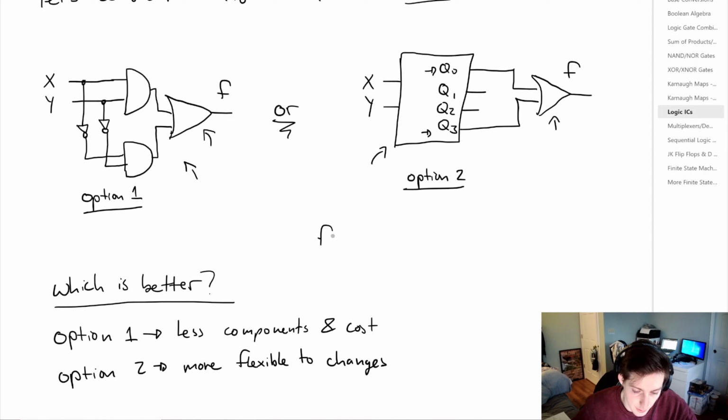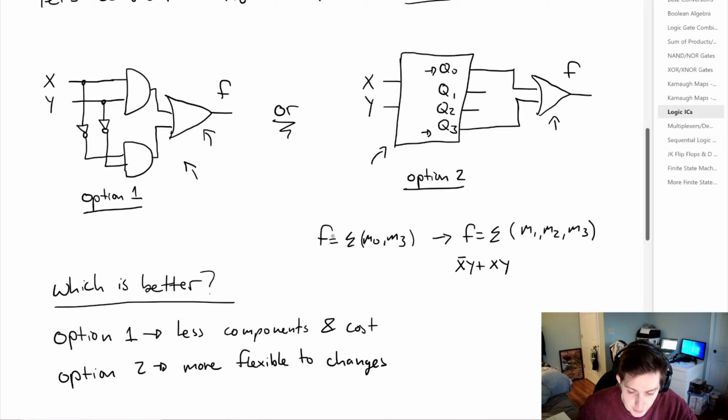So let's say we had F equal to that original function, but now we need to change it. And we need to change it on the fly, such that F is equal to the first term, second term, and third term. Now we can express this as X bar Y, plus X Y bar, plus XY. And this function is not equal to option 1. We would have to redesign the circuit. And that's not too much to complain about, but let's consider using the decoder.